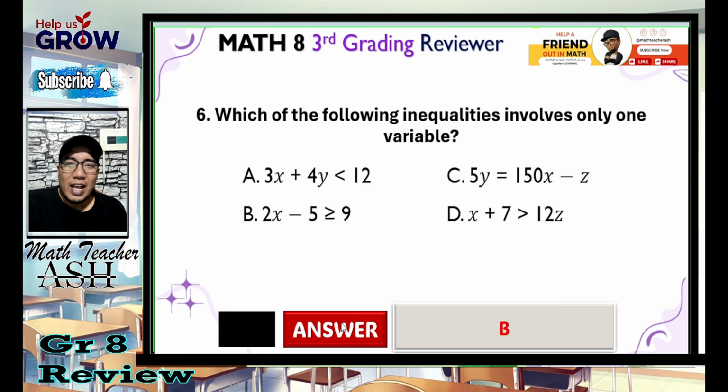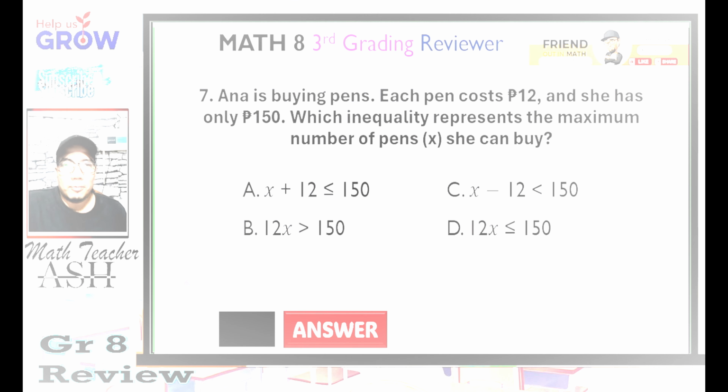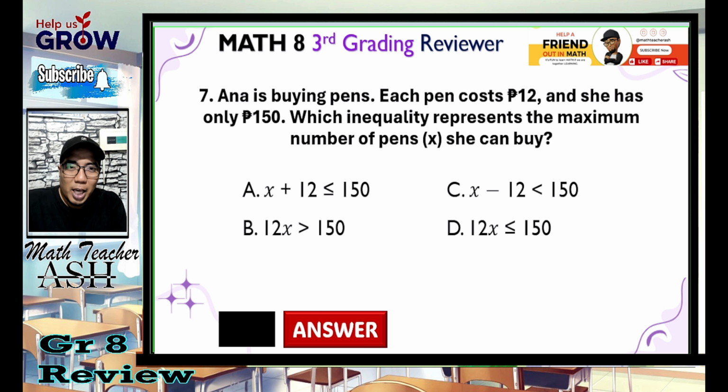Alright, easy, right? Now, let us go to question number 7. Anna is buying pens. Each pen costs 12 pesos and she has only 150 pesos. Which inequality represents the maximum number of pens, x, she can buy? Is it A, x plus 12 is less than or equal to 150? B, 12x is greater than 150? C, x minus 12 is less than 150? Or D, 12x is less than or equal to 150.